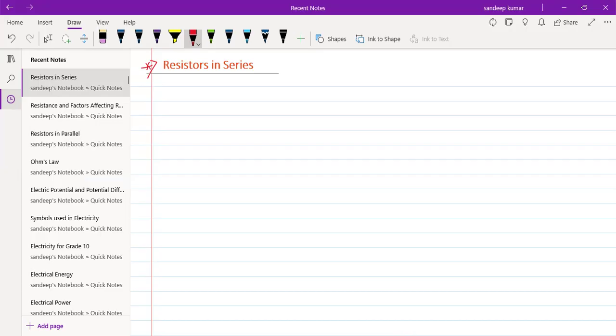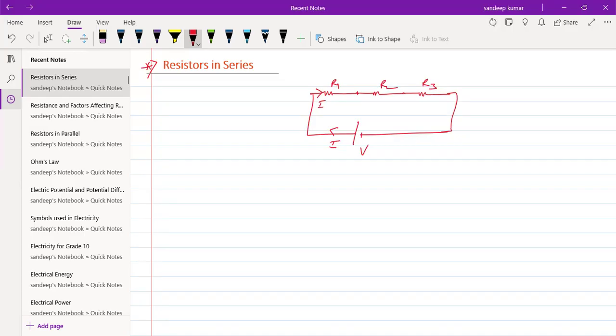I am considering there are three resistors. Let's say this is resistor R1 connected in series with another resistor R2, connected in series with another resistor R3. All are connected to a battery of V volt. This battery will give a current I, let's say. Current I will pass through R1, R2, R3.